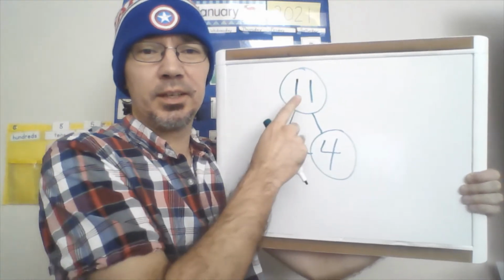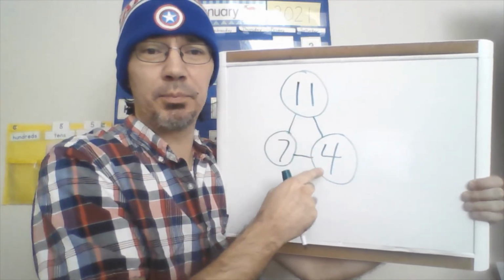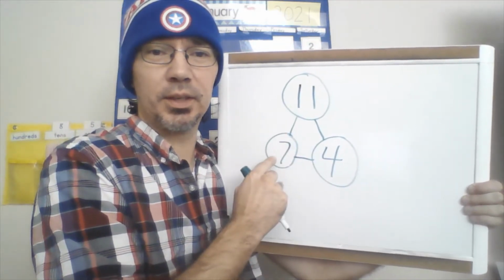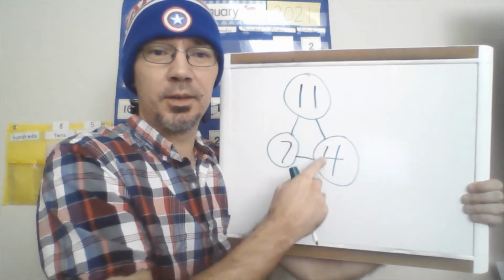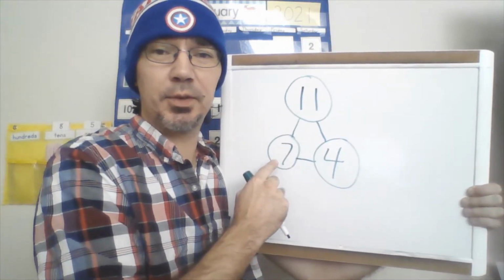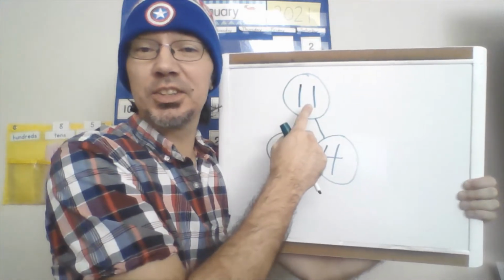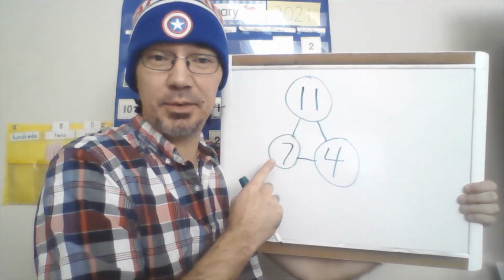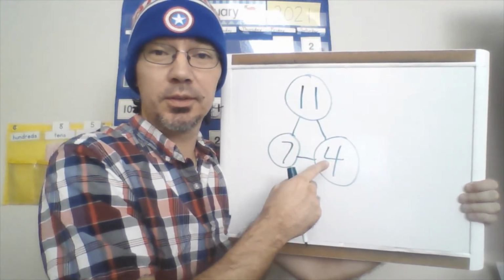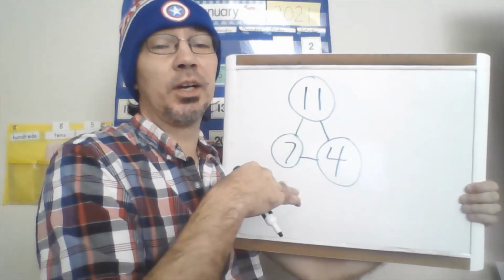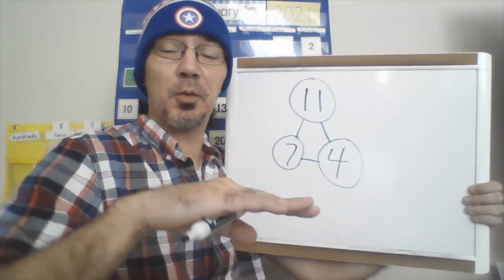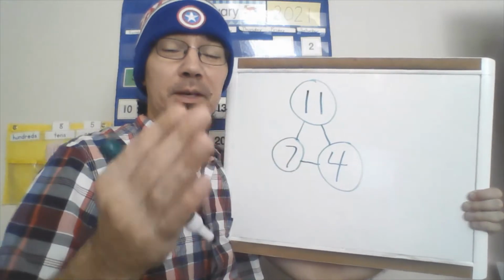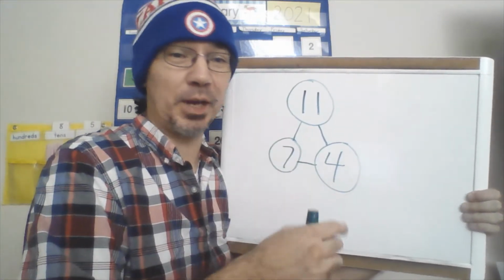Watch this. You take the whole, you take away one part, you're left with the other part. 11 minus 4 is 7. Or you can start with 11 minus 7 is 4. That gives us all four of the math sentences that we've been coming up with, 2 addition, 2 subtraction.